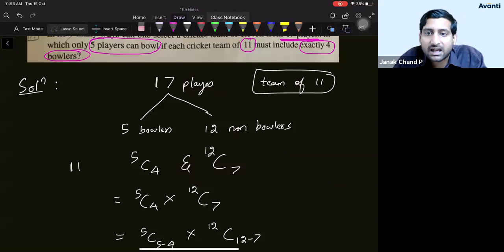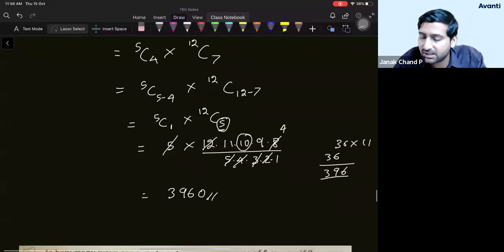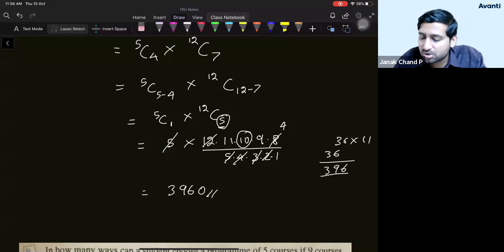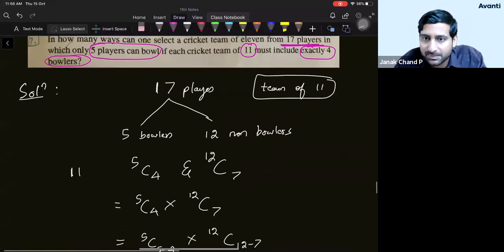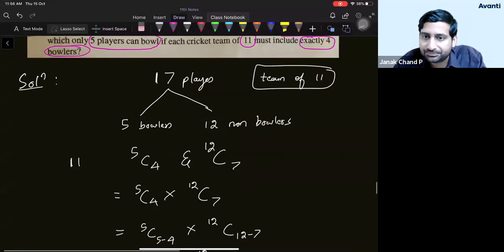But student, the actual correct value is not that. If I have to make a team of 11, there are almost 4,000 ways of making a team of 11 from 17. Okay, fine. Remember student, whenever you are writing these things in the board examination, you should write an explanation for each and every line, right?